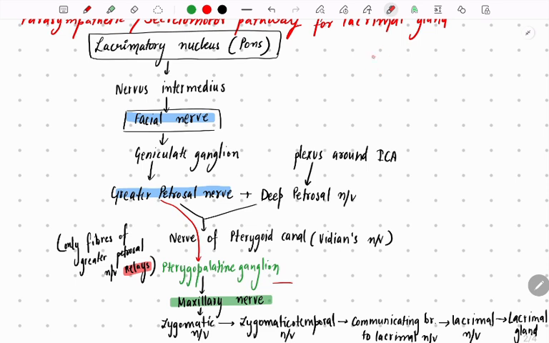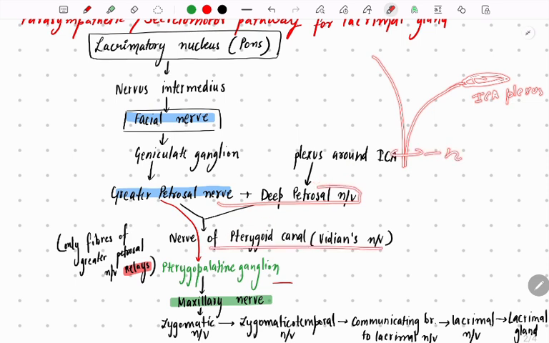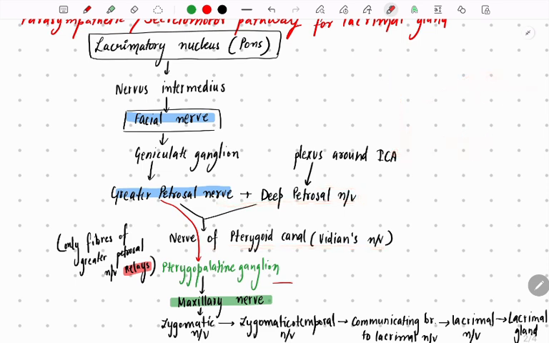So now you see the greater petrosal coming, and from the plexus here, as we discussed in the last video on the sympathetic trunk, from the internal carotid artery plexus we have the deep petrosal nerve, which comes and joins the greater petrosal nerve. Okay, and they form the nerve of the pterygoid canal, or we can say Vidian's nerve. Okay, Vidian's nerve. And then this Vidian's nerve goes into the pterygopalatine ganglion.